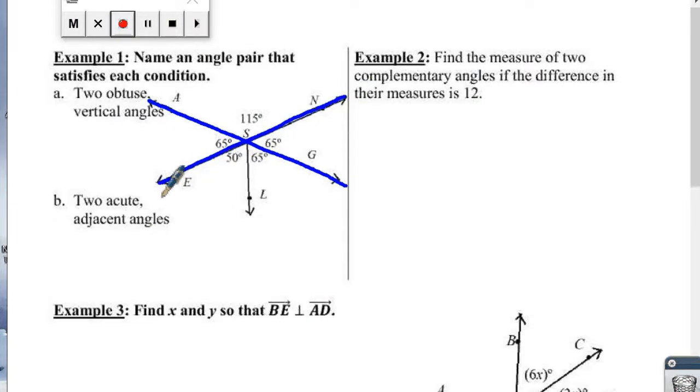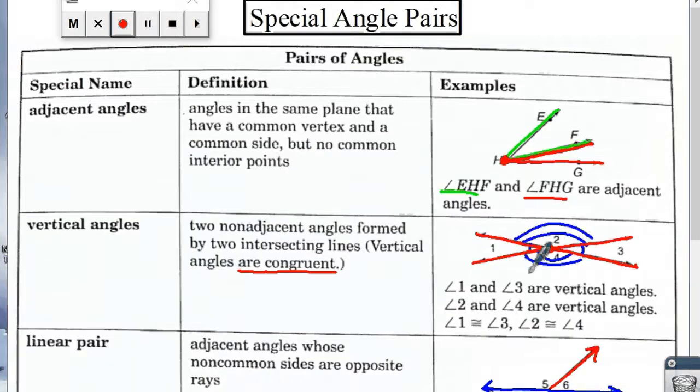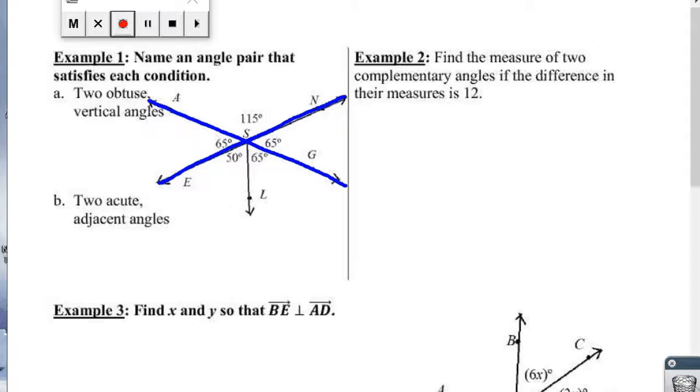So if I want vertical angles, we'll take a look back at our description. Okay, vertical angles are formed by intersecting lines, and they are on opposite sides of that intersection. They share a vertex and nothing else. So if I take a look at this diagram, from these two lines, I could say that these two angles are vertical, or I could say that these two angles are vertical. But the catch is they want obtuse vertical angles. And obtuse means greater than 90 degrees.